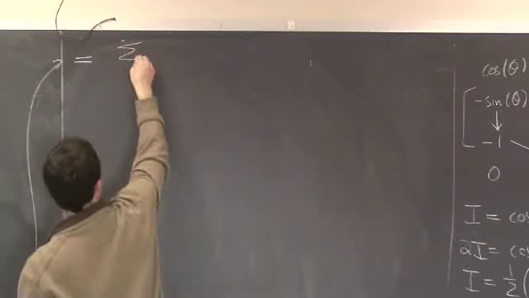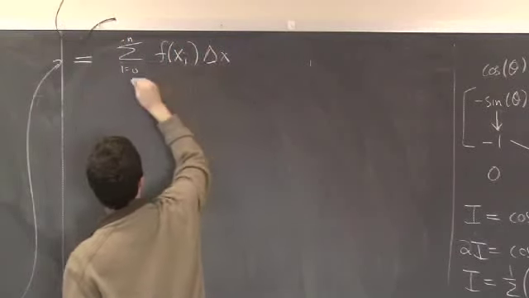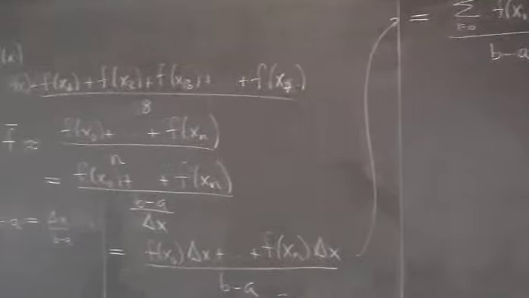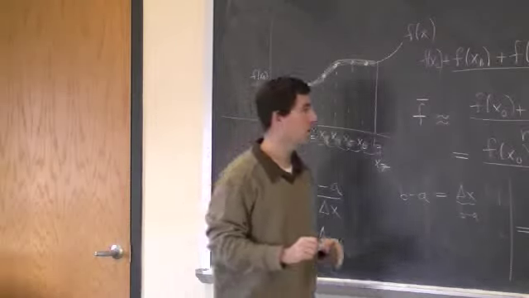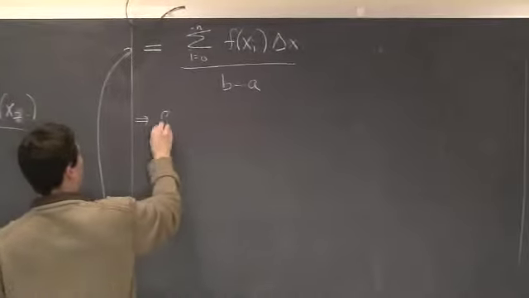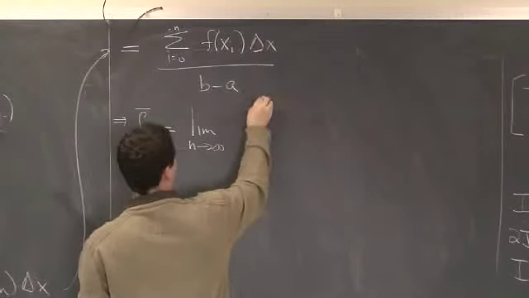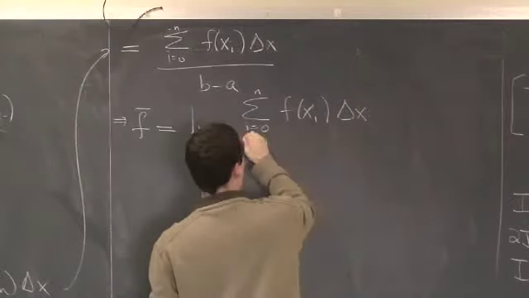So this is equal to the sum from i equals 0 to n of f of xi times delta x divided by b minus a. So we already agreed that if I wanted to find the actual average value, I would need to take the limit as the number of these points goes to infinity. Right? You need to check infinitely often. So this f bar should equal the limit as n goes to infinity of the sum from i equals 0 to n of f of xi times delta x over b minus a.